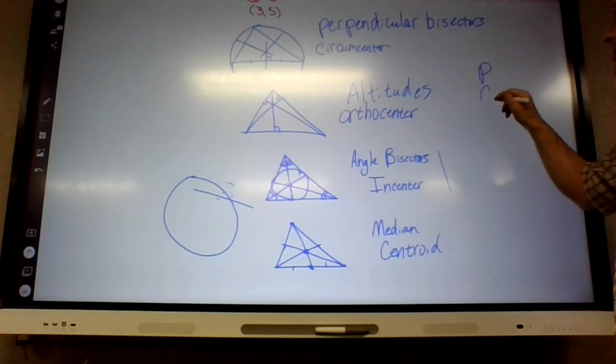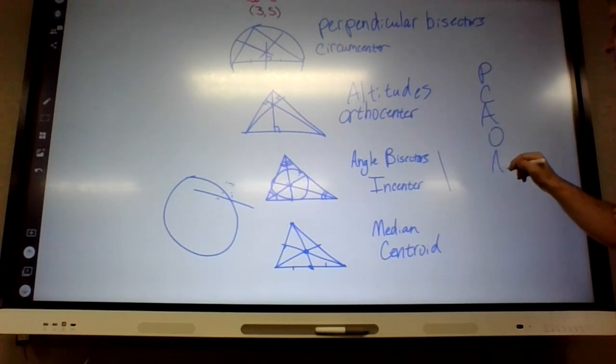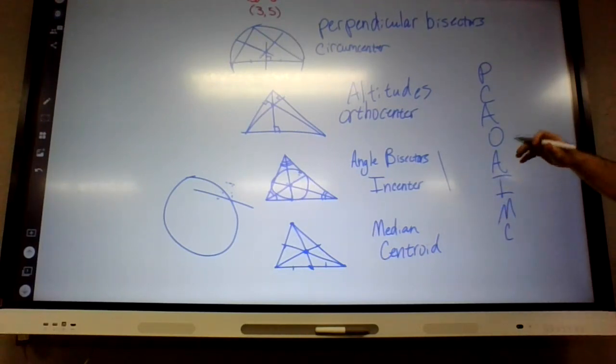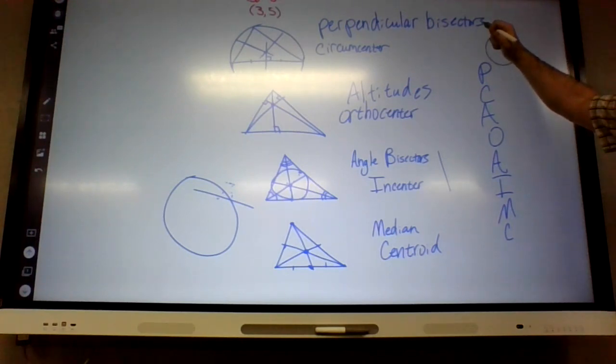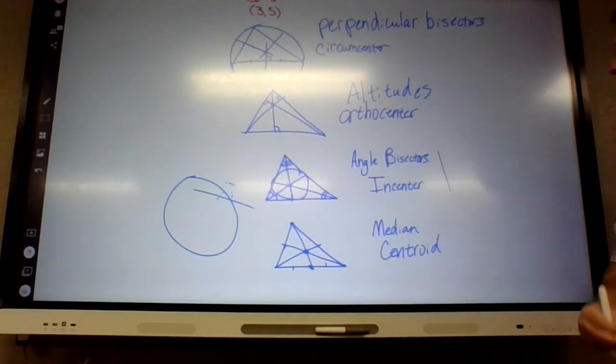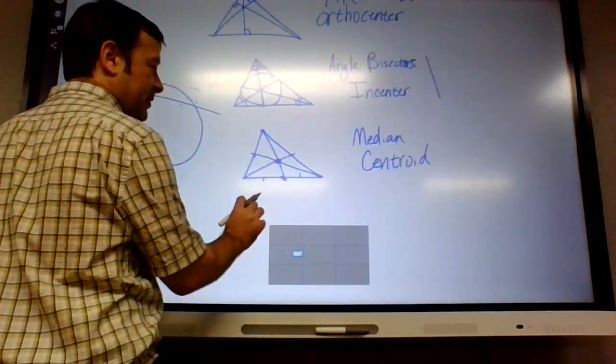Perpendicular bisectors for circumcenter. Altitudes for orthocenter. Angle bisectors, there's two A's, and there's also two C's, incenter. And median for centroid. You guys might have to be creative. Or you could do PAAM: perpendicular, altitude, angle bisector, median. Okay, something that we know about, anyway, moving on.